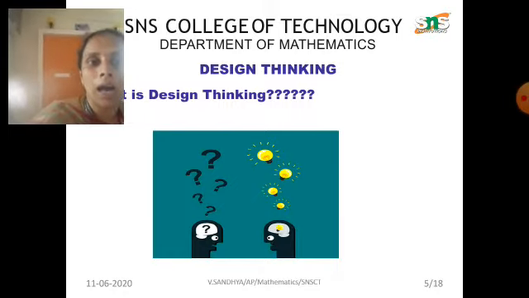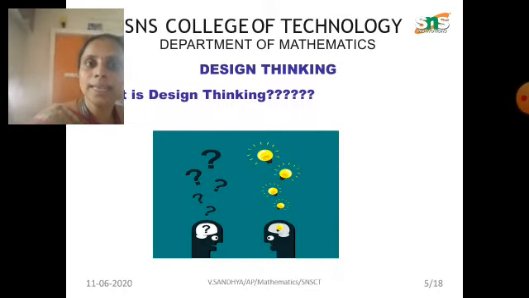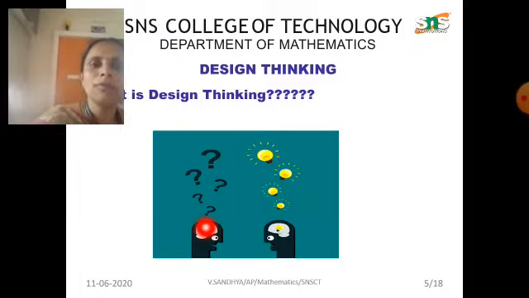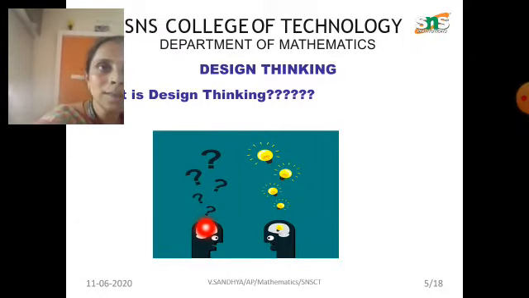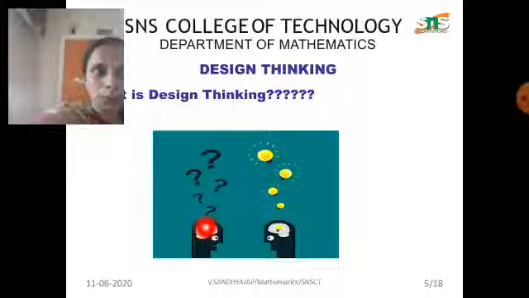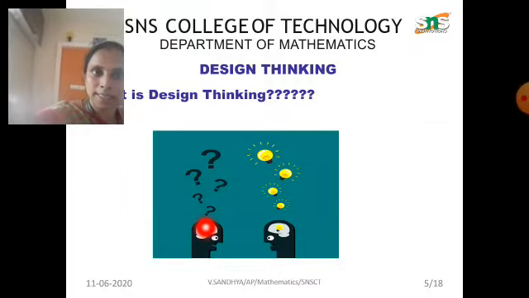I hope all of you know about the design thinking concept very well. First we have to see what is design thinking. Design thinking is a process for creative problem solving. Design thinking gives you an opportunity to take a look at a problem from a completely different perspective. The overall goal of a design thinking course is to help you design better products, services, processes and experiences.